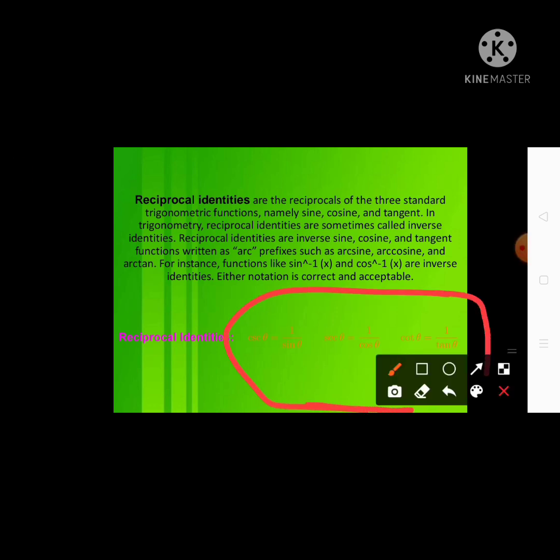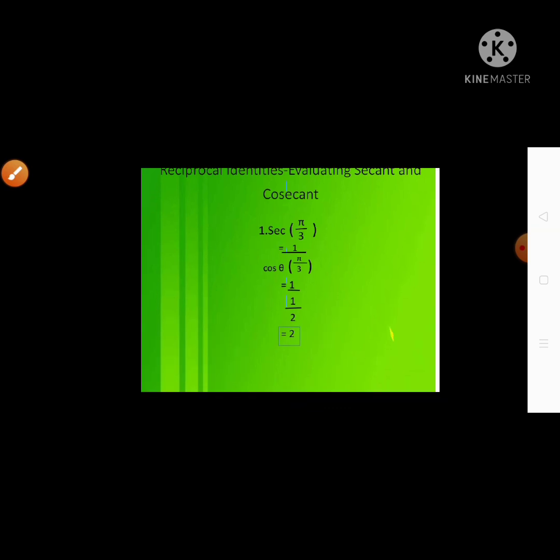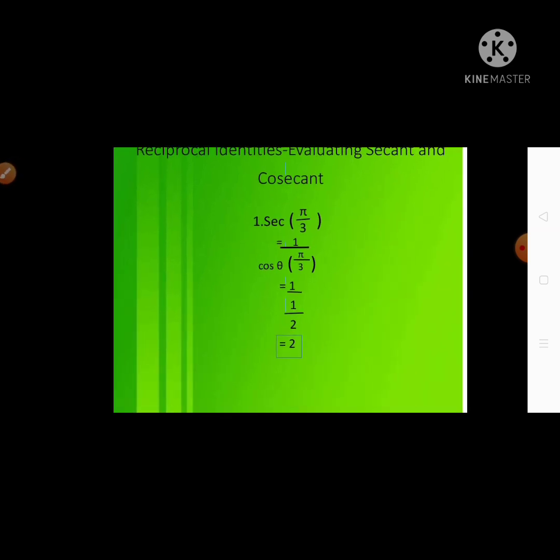Reciprocal identities. So this is the formula of reciprocal identities. Cosecant theta is equal to 1 over sin theta. Secant theta is equal to 1 over cosine theta. Cotangent theta is equal to 1 over tangent theta. Reciprocal identities: evaluating secant and cosecant.